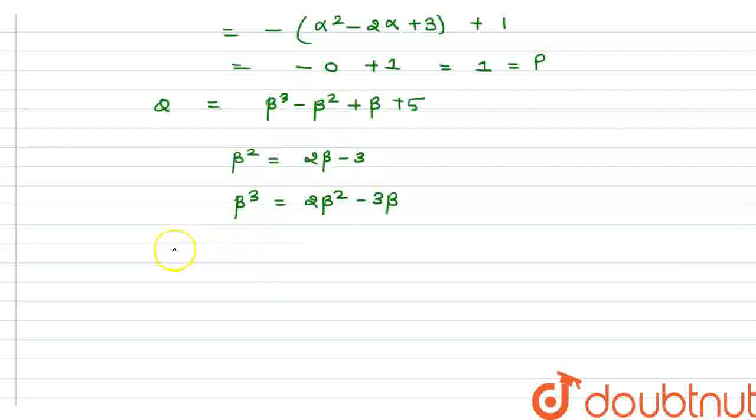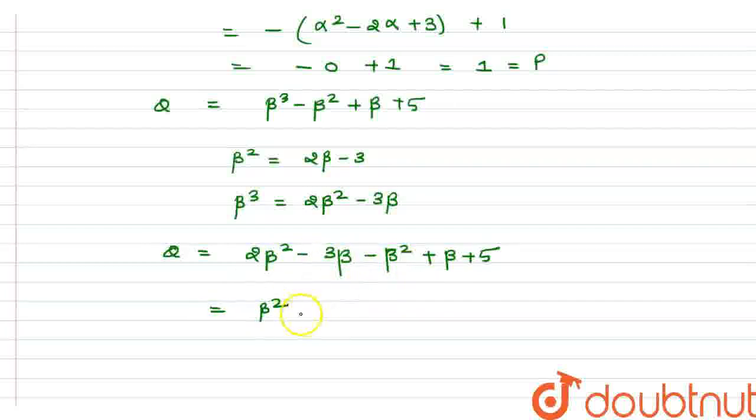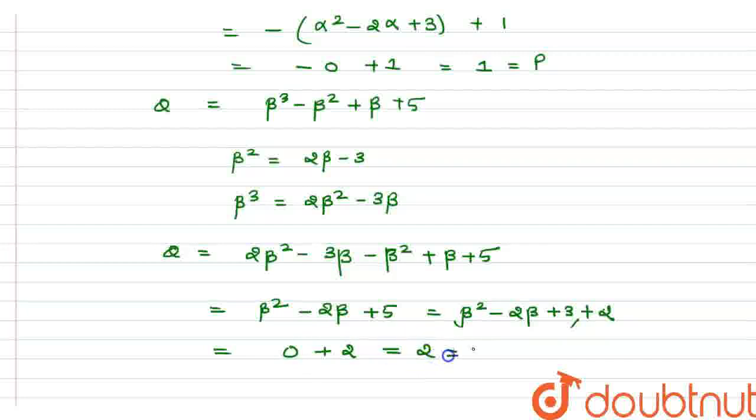So q will be equal to 2 beta square minus 3 beta, minus beta square plus beta plus 5. Now we simplify. This value will be beta square minus 2 beta plus 5. We can write this as beta square minus 2 beta plus 3, plus 2. From here we know that the bracket value is 0. So this is 0 plus 2, and the q value will be equal to 2.